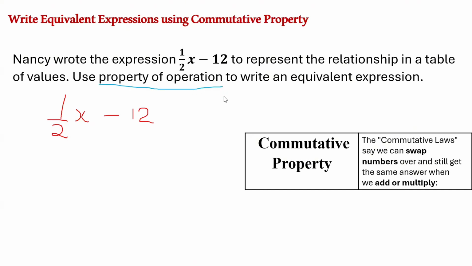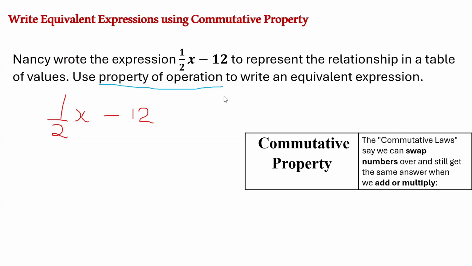We have several different properties of operation. We have the distributive, we have associative, and we also have commutative, right? In different videos, you will learn to use different properties to write equivalent expression. However, in this video, we are going to use commutative property to write equivalent expression.